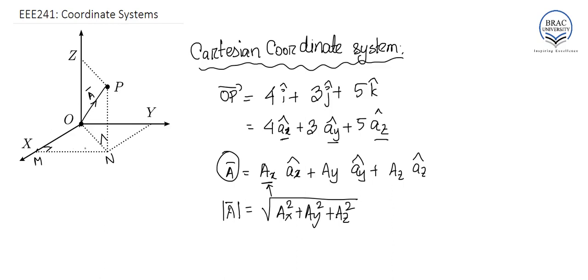Notice that OMN is a right angle triangle, right? Because this is a right angle, obviously. If you cannot visualize yet, just note that the x-axis and y-axis are perpendicular to each other. So the MN line is along OY, so this is perpendicular to OX. All right, so OMN is a right angle triangle. So obviously ON squared equals OM squared plus MN squared. OM is the x coordinate of P, right?